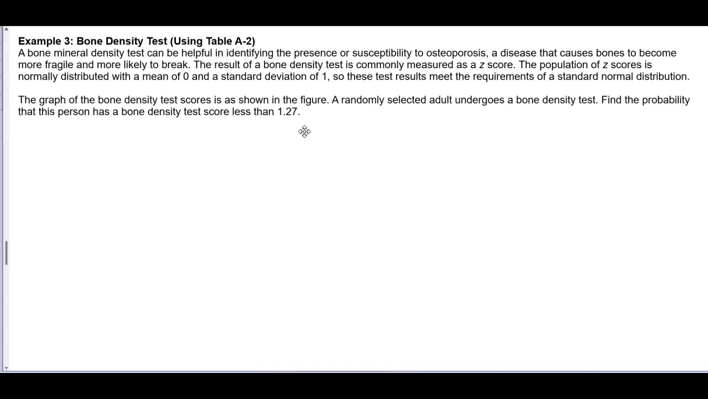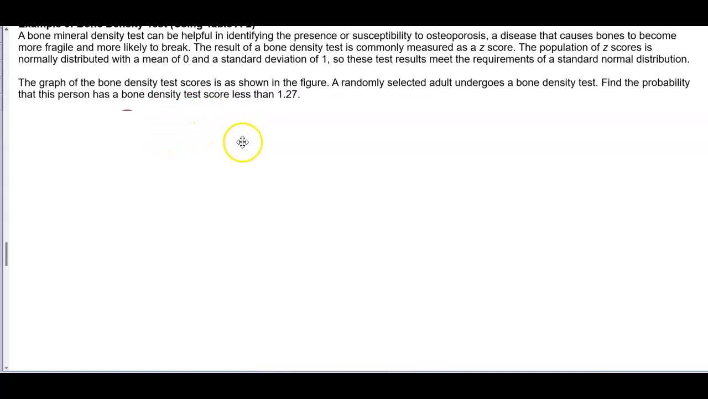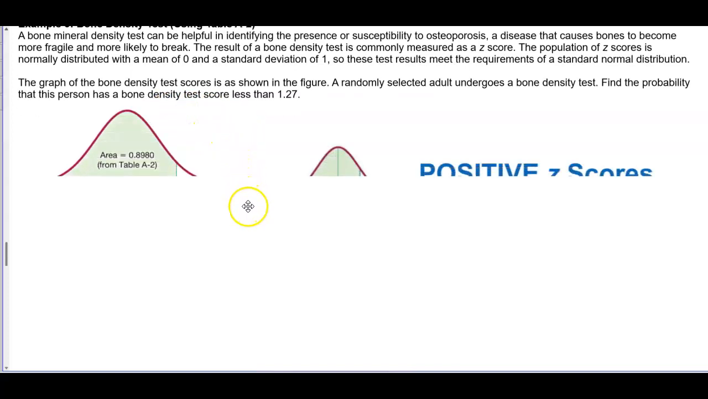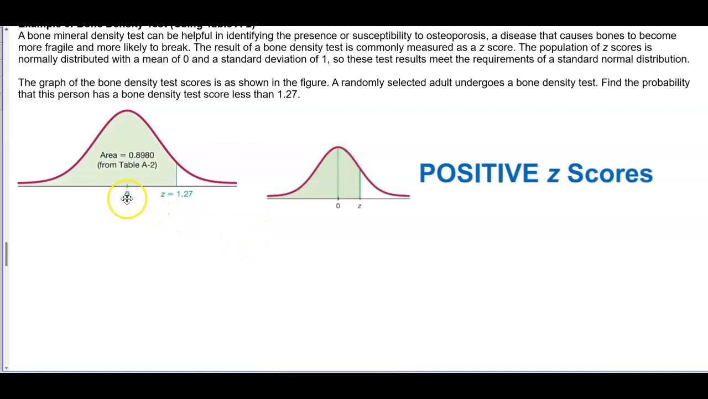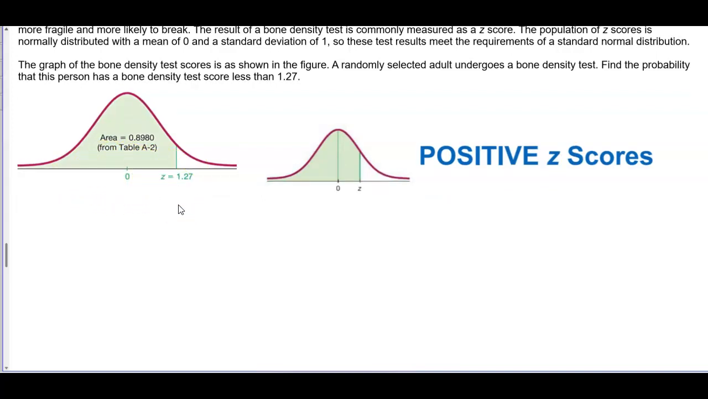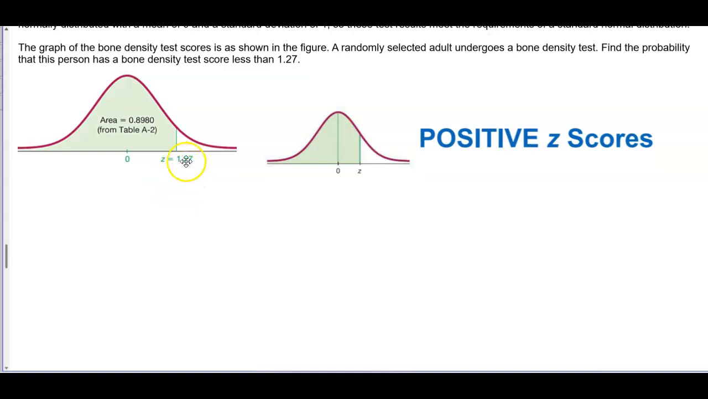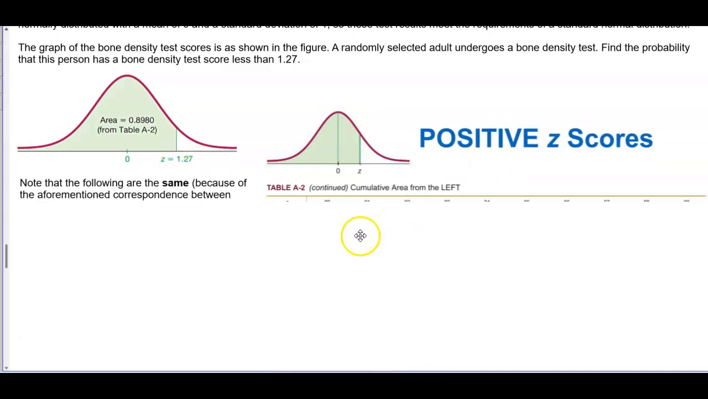A randomly selected adult undergoes a bone density test. Find the probability that this person has a bone density test score less than 1.27. So here's our graph. Here's the mean of 0. We want to find the area or the probability that is less than 1.27. Since it's a positive z-score, we're going to use the positive z-scores.